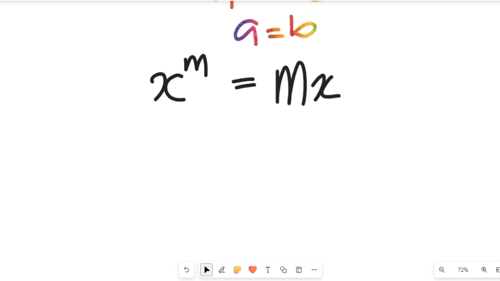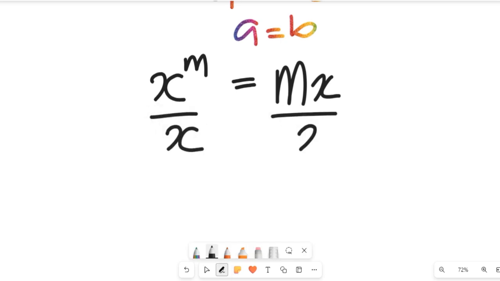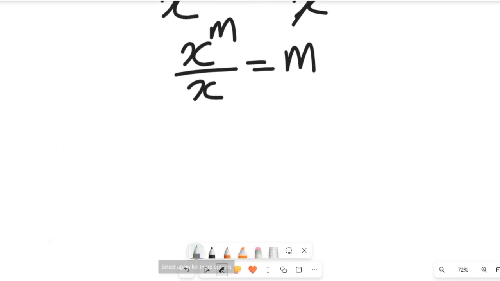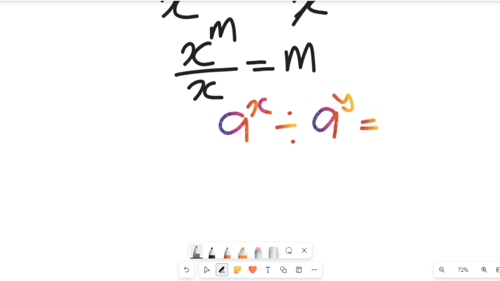Now, having arrived at this point, what do we do next? Whatever we do next is to see how we clear x from the right hand side. So if we divide both sides by x, we are going to clear x from the right hand side. So x will clear x, and then we'll have x to the power of m divided by x to be equal to m. Now recall a law of indices. In that law of indices, if you have a to the power of x divided by a to the power of y, this can simply give us a to the power of x minus y.